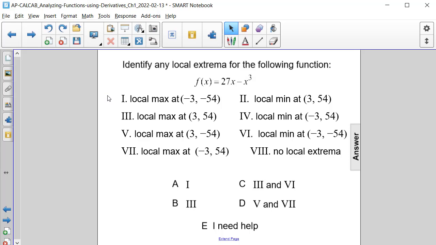Identify any local extrema for the following function. f of x is equal to 27x minus x cubed. Well, in order to find any local extrema, first we need to determine our critical values in the function.